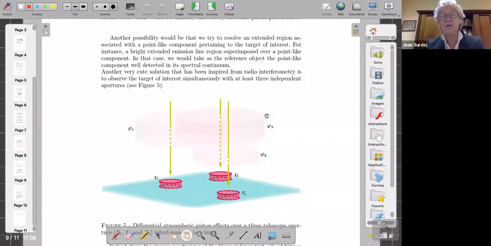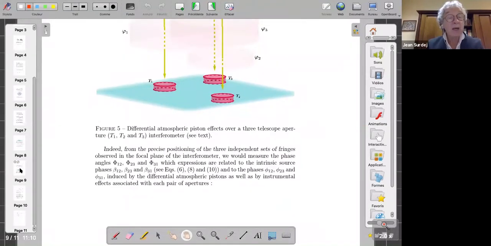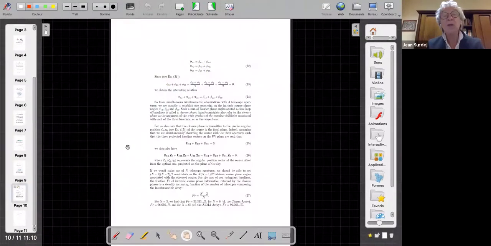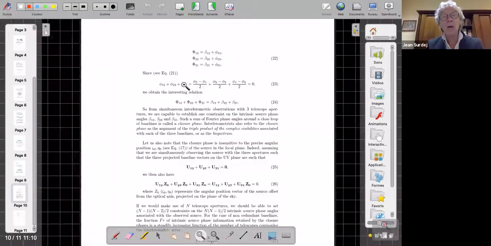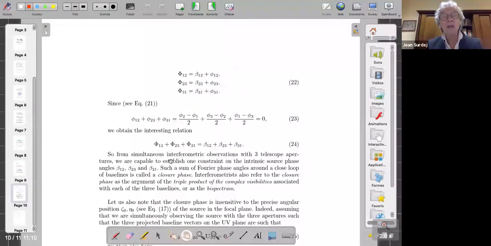phi 1, phi 2, and phi 3. And what is shown here in the PDF document is that if you make simultaneous observations with these three telescope apertures, you may get rid of the atmospheric piston. Now, very briefly, how to proceed? Well, I would go to this next slide, where I explain very briefly how to proceed.